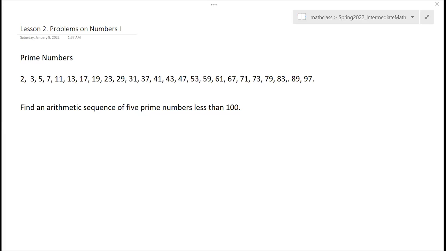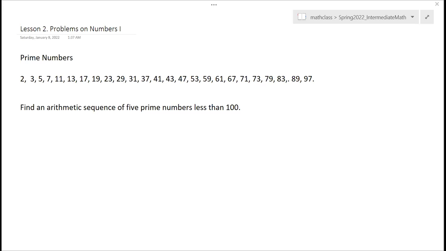less than 100. Well, if you are given prime numbers less than 100, then you probably can solve the following problem. Find an arithmetic sequence of 5 prime numbers less than 100. Now, let me recall the definition of an arithmetic sequence. An arithmetic sequence means a sequence of numbers where each is increased by the same number.